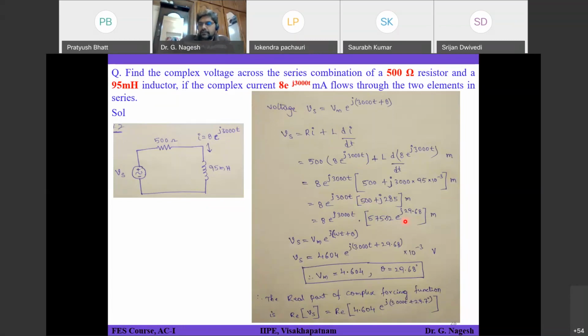If you are doing addition of two complex numbers, it is better to be in rectangular format, that means a plus jb form. If you are doing multiplication or division, it is always advantageous to have polar format. R1 at an angle of theta 1 into r2 at an angle of theta 2 means simply r1 r2 at an angle of theta 1 plus theta 2.